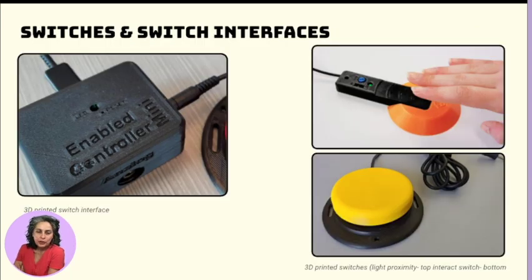So you can actually build very many things. These are some examples. You can build a switch interface, which we'll go into a little bit more, and also a wide variety of switches. The picture on the top shows a light switch, which just detects a change in light and then activates, while the one on the bottom is more of a mechanical switch, so you actually need to press it and it sends a signal.